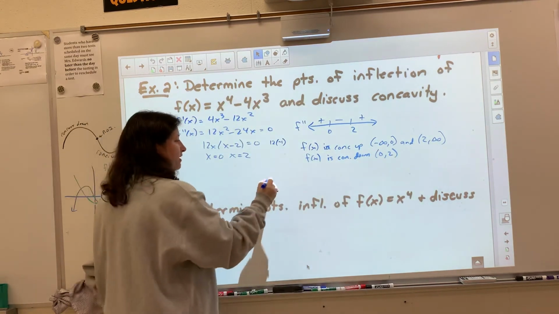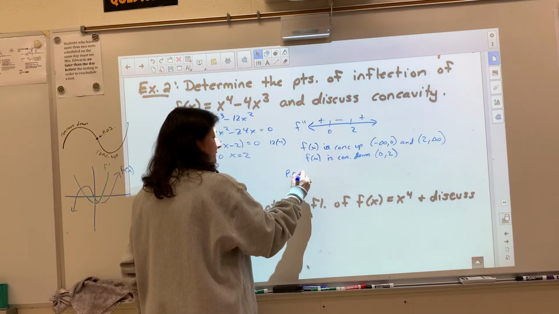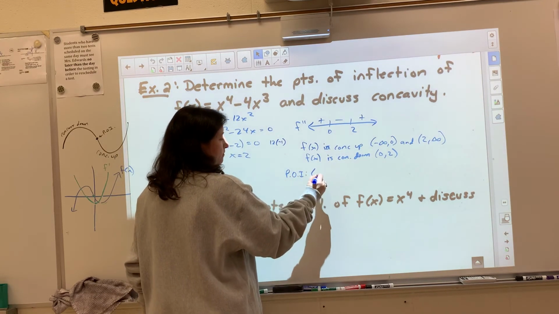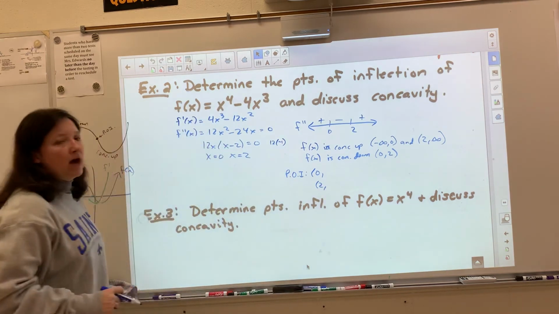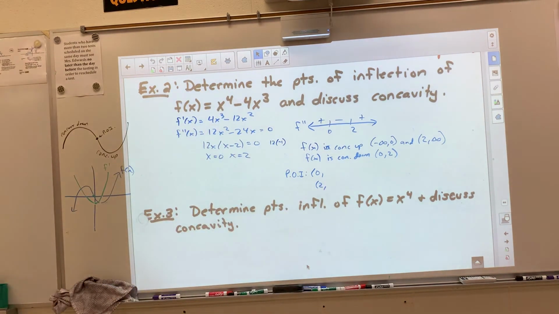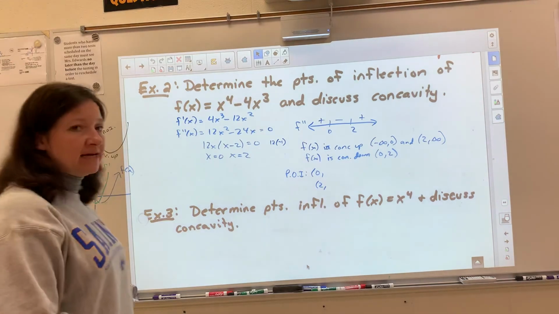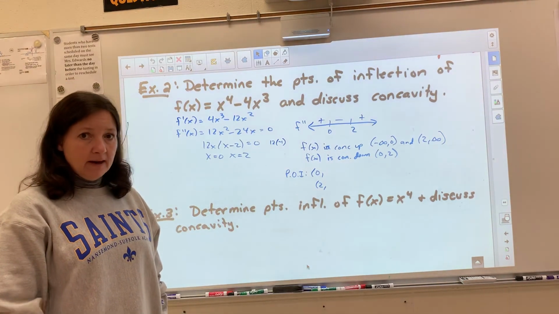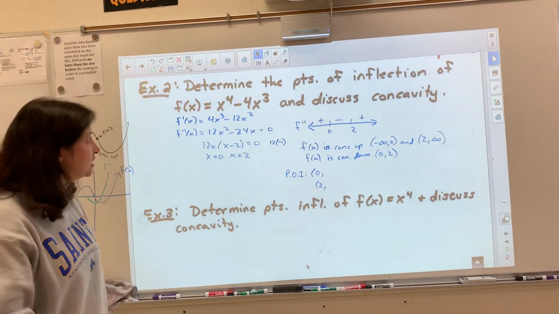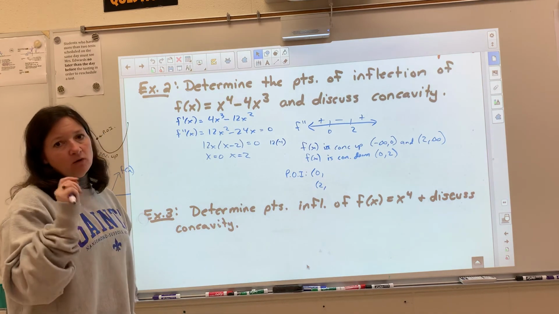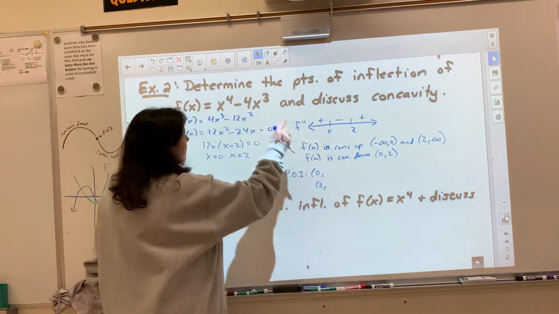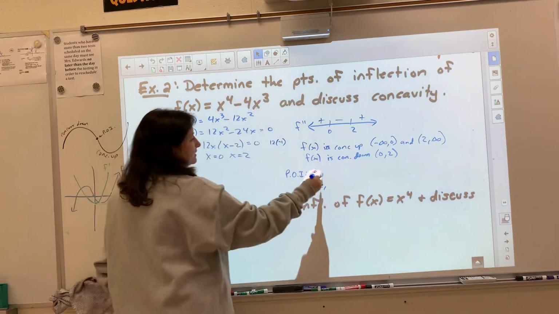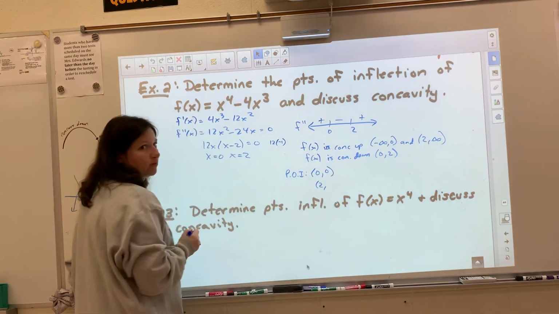What is my point of inflection? Well, I have one point of inflection when x is 0, the other when x is 2. How do I find the y coordinate that goes along with those x coordinates? Plug it into the original. Anytime you need a y coordinate, you plug it into the original. So if we plug 0 back into the original, we get 0. So (0, 0) is a point of inflection.